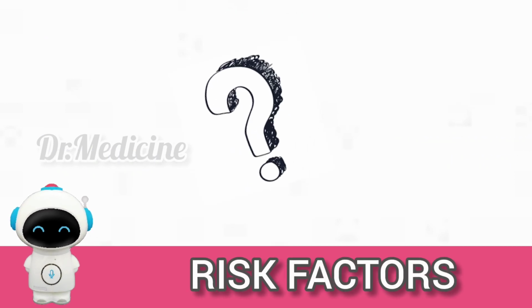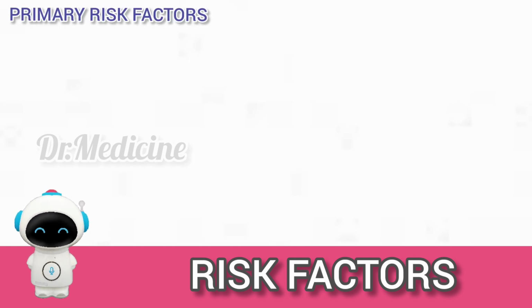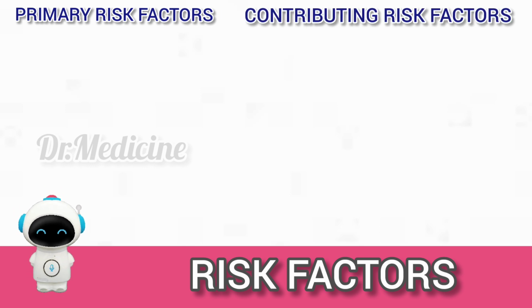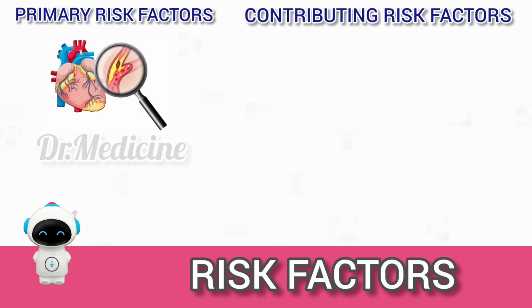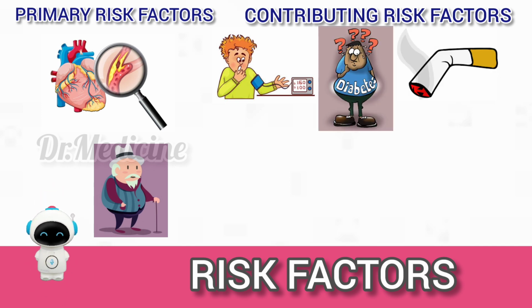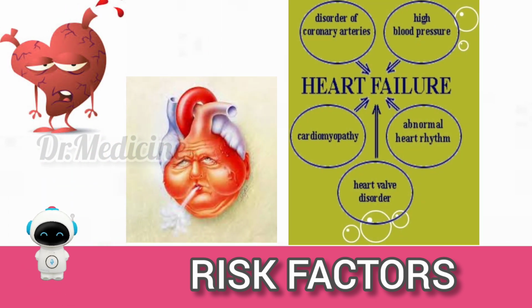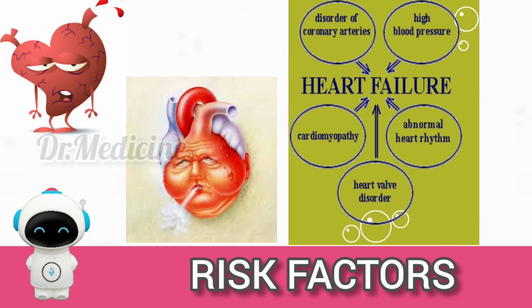Do you know who is more prone to heart failure? The risk factors are divided into two. 1. Primary risk factors. 2. Contributing risk factors. The primary risk factors include coronary artery disease, advancing age. The contributing risk factors include hypertension, diabetes, tobacco use, obesity, high serum cholesterol, African American descent, valvular heart disease, and hypervolemia. The disorder of coronary arteries, high blood pressure, cardiomyopathy, abnormal heart rhythm, heart valve disorder also leads to heart failure.